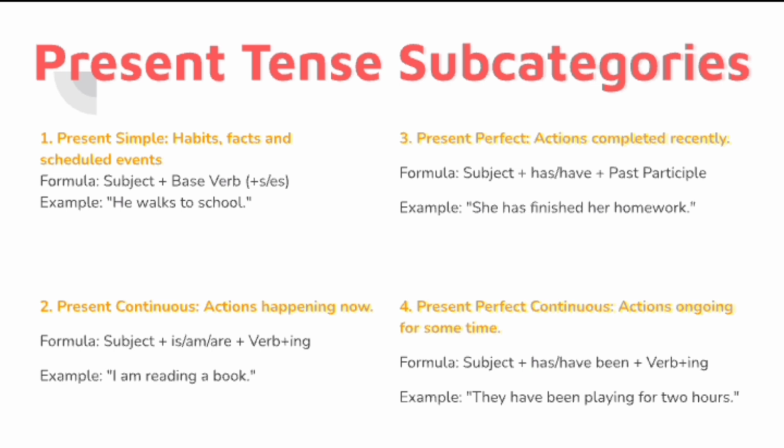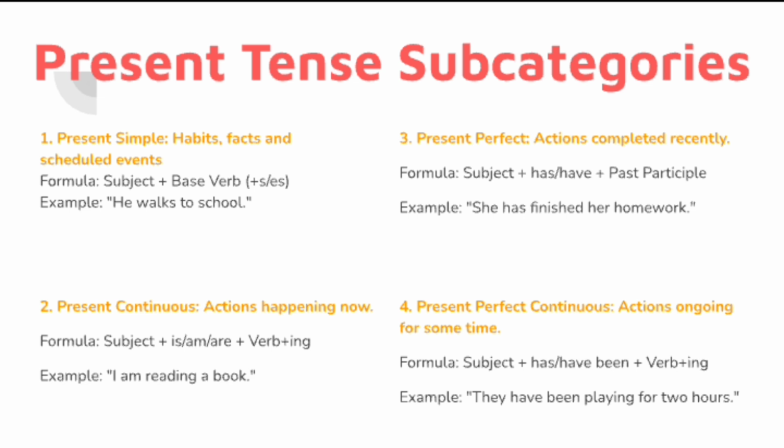Number 1, present simple. This is used to describe habits, facts, and scheduled events. The formula is subject plus base verb, and we add s or es with third person singular subjects. Example, he walks to school. Notice how walks tells us about a regular habit. This is what present simple does. It talks about what happens generally.